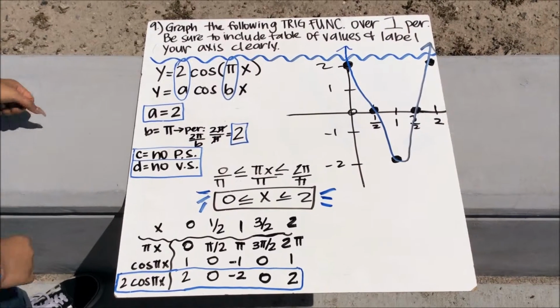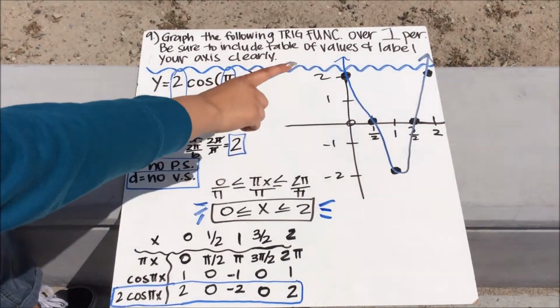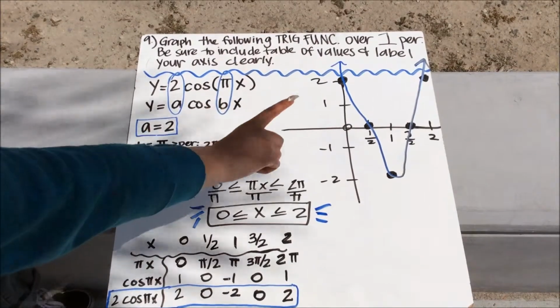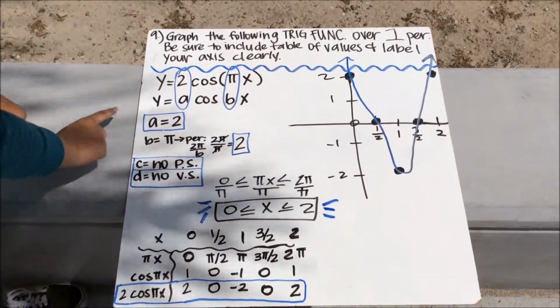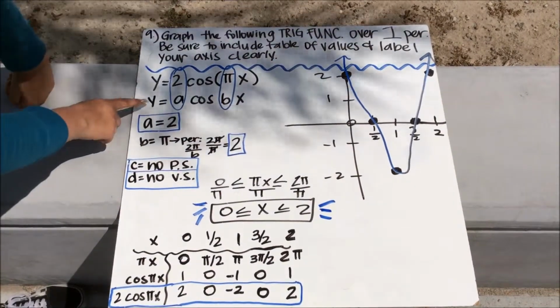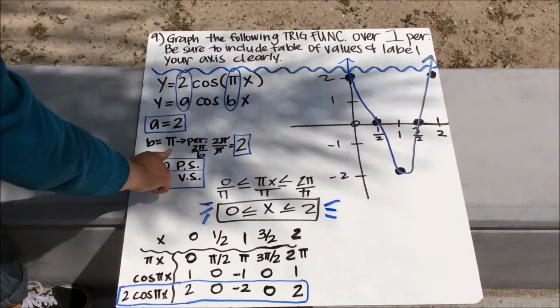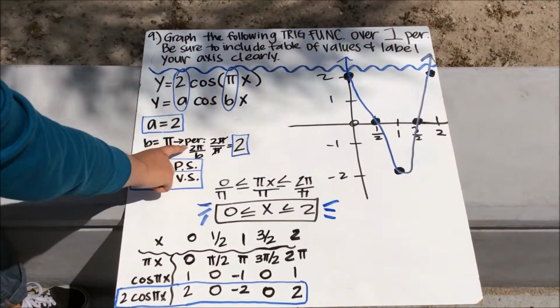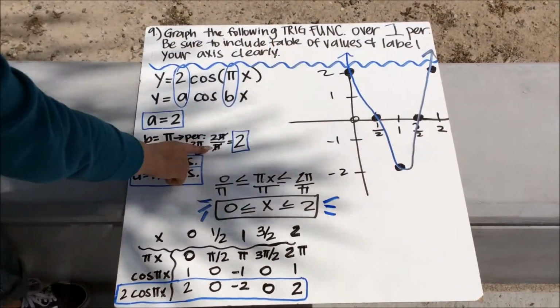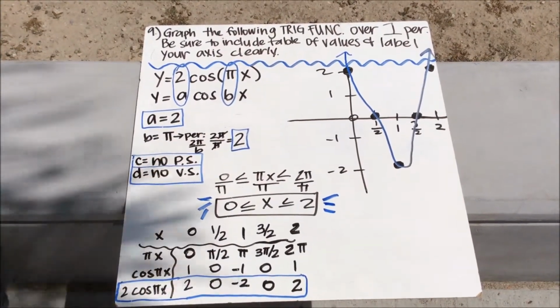What's wrong with you? So our problem is number 9 on last year's quiz, which is to graph one trig function over one period. Be sure to include a table of values and label your axes clearly. So our equation is y equals 2 cosine pi x, and we use our starting equation y equals a cosine bx. So a is 2 and b is pi, but we have to use the period equation to solve it. So we do 2 pi over b, which is 2 pi over pi, which we simplify to 2. C, there's no phase shift, and D, there's no vertical shift.